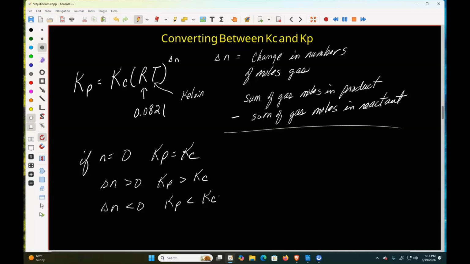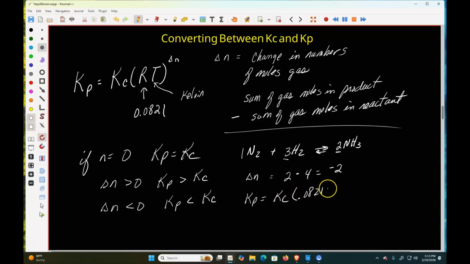Okay, let's do an example here. All right, so if I have N2 plus 3 H2, let's look at my delta N. I have 2 moles here, I have 3 plus 1 is 4. That means that will be a negative 2. So my formula would be Kp is equal to Kc times 0.0821 times whatever temperature it is, raised to the negative second power.